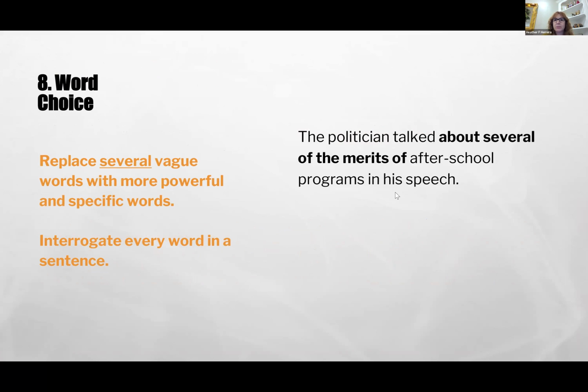The last tip around conciseness is when you have vague words. This is when you have the luxury of time and you can interrogate every word in the sentence. Is every word working for you? That's what this one is about, word choice. So the first example is the politician talked about several of the merits of after-school programs in his speech. About several of, again, if you're following my advice and you search for prepositions, you'll see about, of. Ask yourself, how can I change that? What did the politician really do? Touted, praised, expressed gratitude.